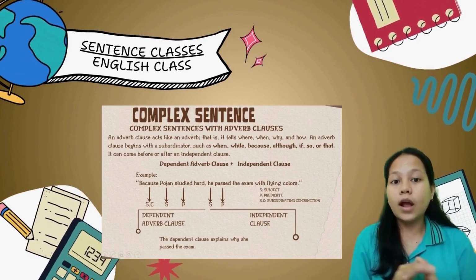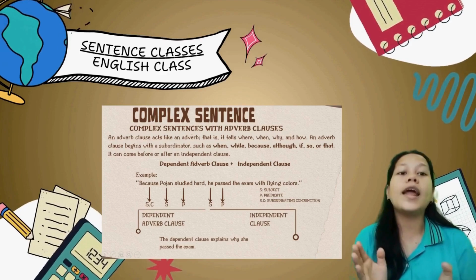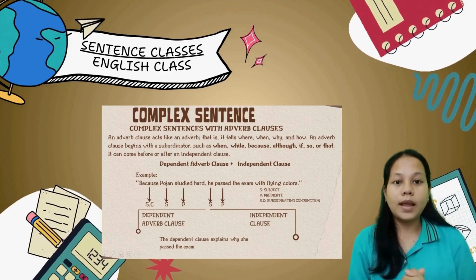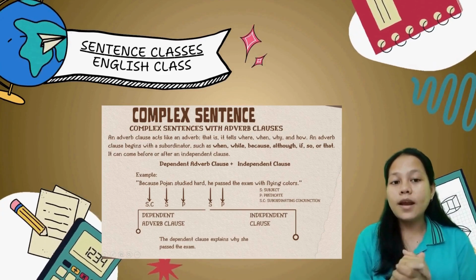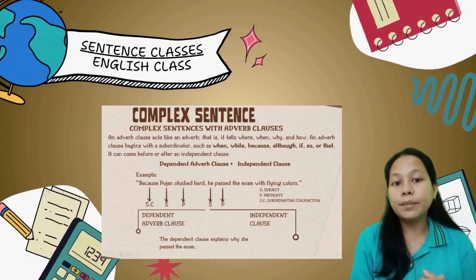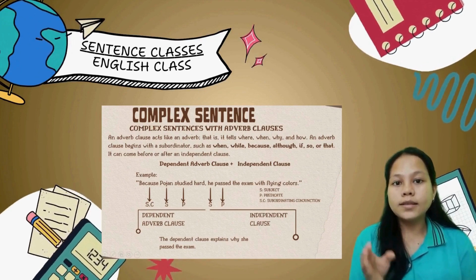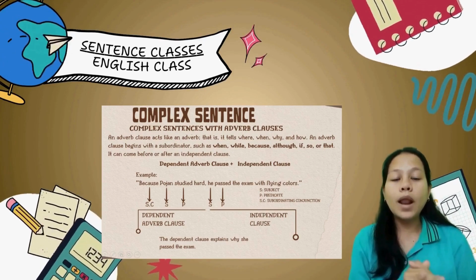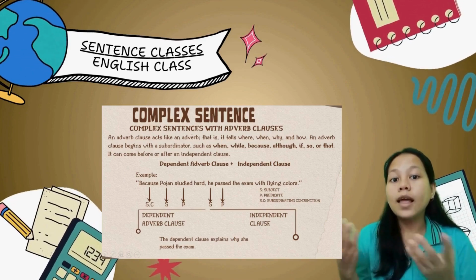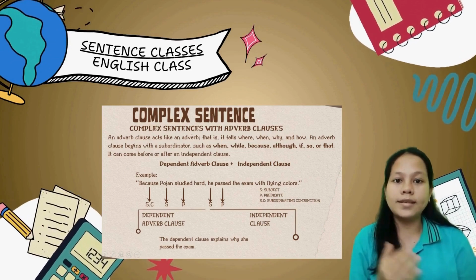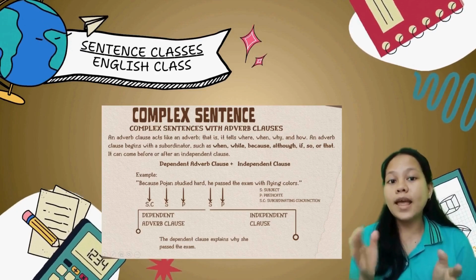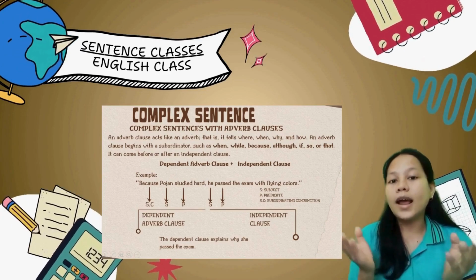These clauses can come before or after the main idea. Look at the example: because Fauzan studied hard, he passed the exam with flying colors. Because Fauzan studied hard is the dependent adverb clause. This part tells us why Fauzan passed the exam. And he passed the exam with flying colors is the independent clause.